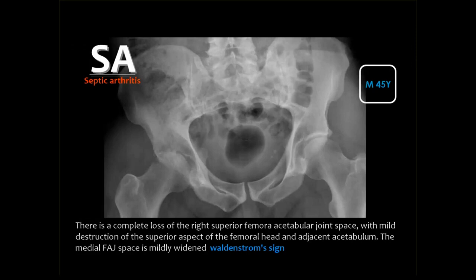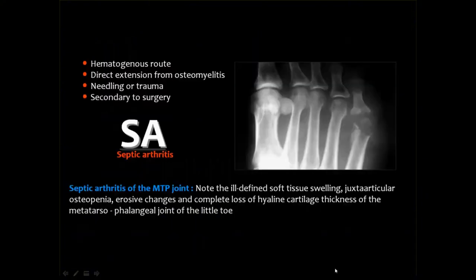And this is an example of septic arthritis of the right hip joint with narrowed joint space and erosive changes of the acetabulum, and maybe of the femoral head. Sometimes in the literature they use this sign, which is Waldenstrom sign, where you get some widening of the inferior medial aspect of the joint space.